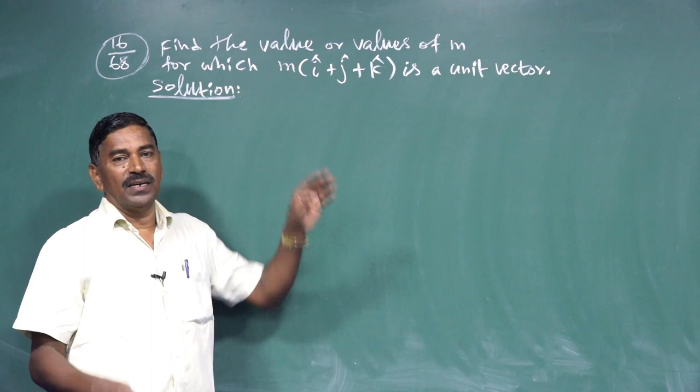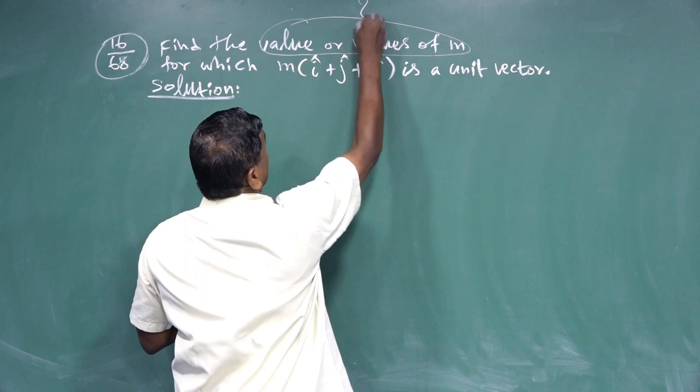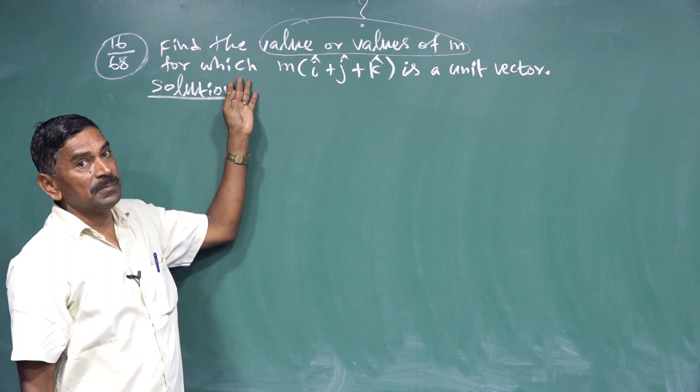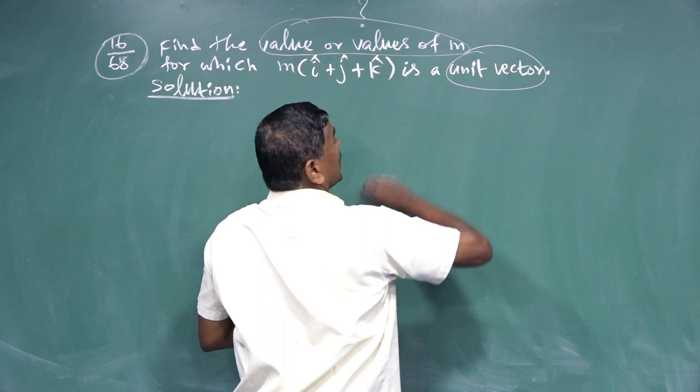Children, listen. Now, 16th question from exercise 8.2. Find the value or values of m for which m into i cap plus j cap plus k cap is a unit vector. Given that this vector is a unit vector.